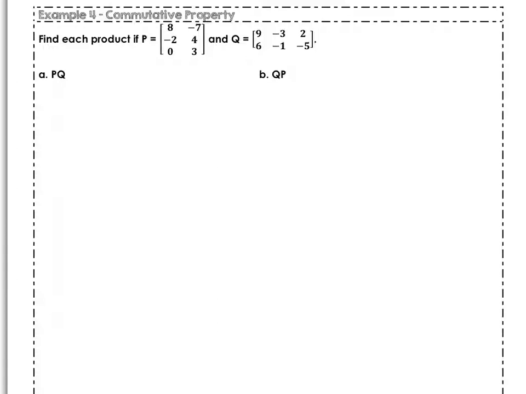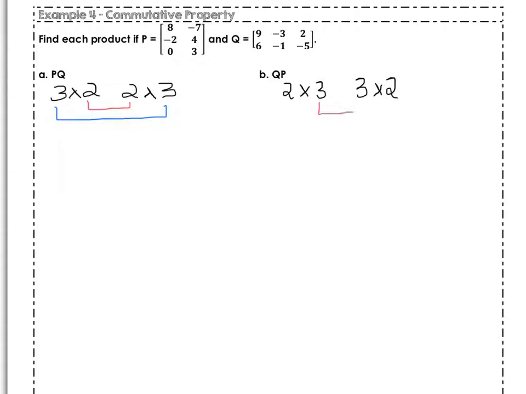So P times Q. The dimensions for P, we have 3 rows and 2 columns, and the dimensions for Q is a 2 by a 3. Okay, so first off, because the number of columns of P is equal to the number of rows of Q, they can be multiplied, and their solution is going to be a 3 by a 3. Just looking ahead a little bit here with Q times P, the dimensions of Q are a 2 by a 3, and the dimensions of P are a 3 by a 2. So just like before, the number of columns of Q are equal to the number of rows of P.